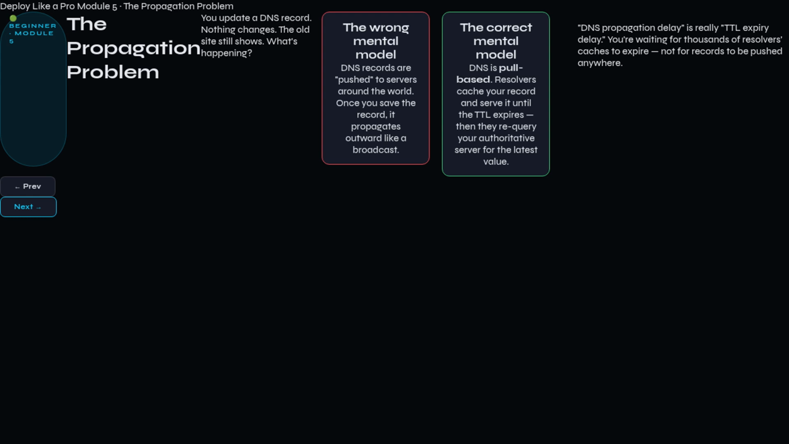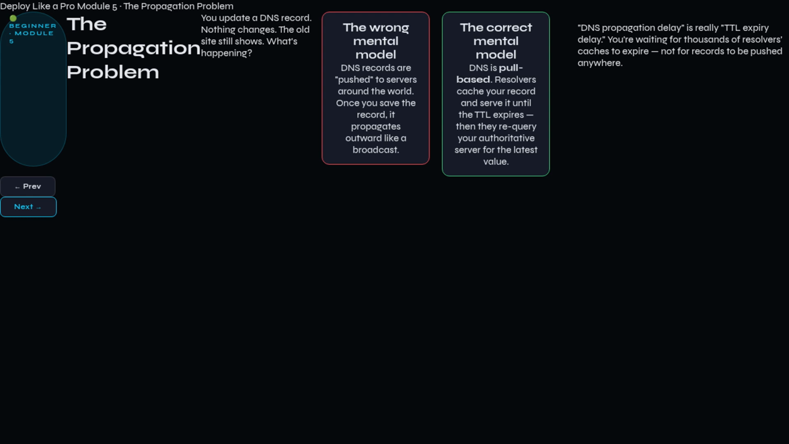The expiry time is controlled by the TTL, time to live, value on the DNS record. A TTL of 3600 means resolvers can cache that record for 3600 seconds, 1 hour, before they're required to query again. A TTL of 86400 means 24 hours.